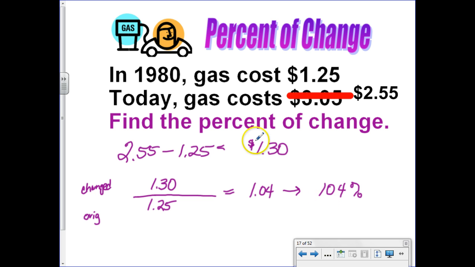Think about it. That makes sense. I went up $1.30 from here to here, and that's more than, a little bit more than, doubling this amount. I went up more than $1.25. If I went up exactly $1.25, that'd be 100% increase. This is even a little bit more than that, and it's 104%.